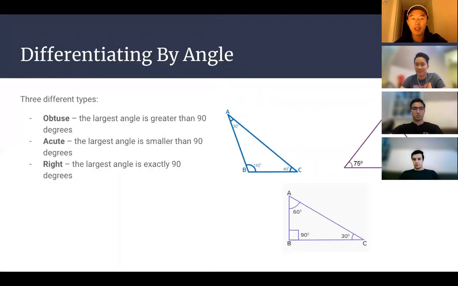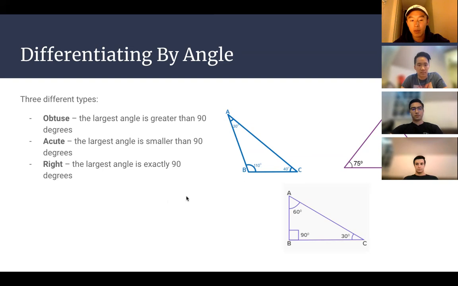So first, we're going to talk a little bit about differentiating by angle. When we're looking at triangles, like I said before, we're looking at the way, in terms of angle, the sides come together to form angles. You can see here in this triangle, there's three angles that are formed. So when we differentiate by angle, we want to look at the largest angle that's formed within the triangle, and that's going to define it. So the first type is obtuse.